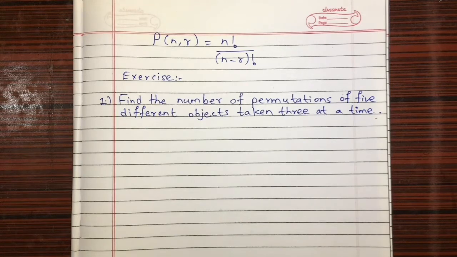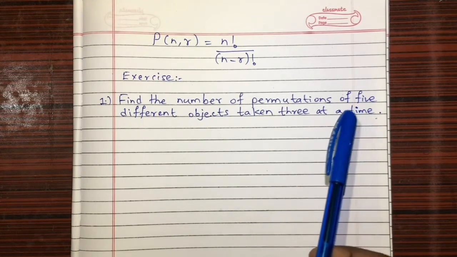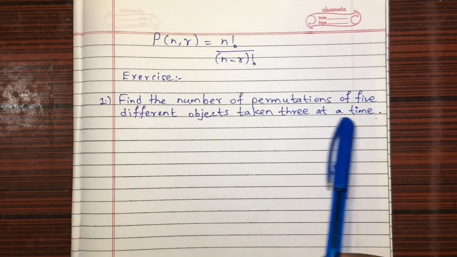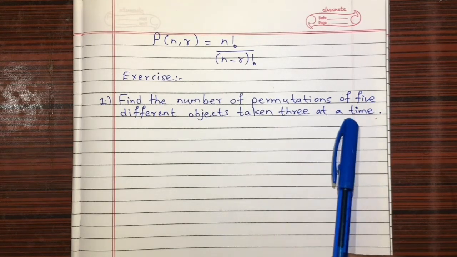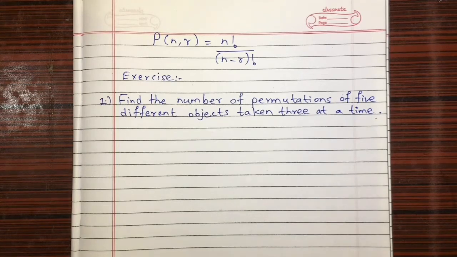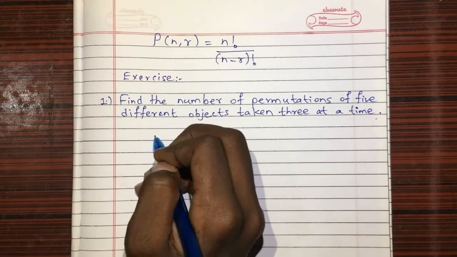This problem is pretty simple. Here we have a total of 5 objects and we are taking 3 at a time, right? So n becomes equal to 5 and r becomes equal to 3. The question is asking in how many ways we can permute 3 objects out of a total of 5 objects, or in other words, what is the permutation of 5 objects taken 3 at a time. Okay, so let's begin. Solution.